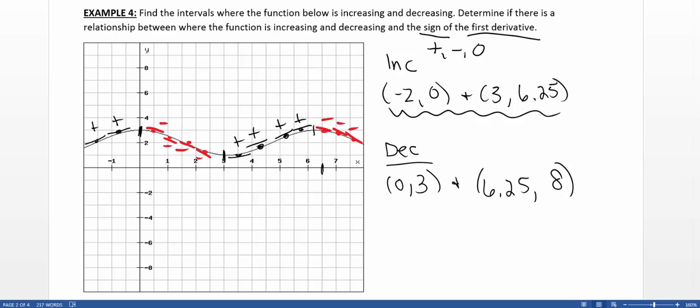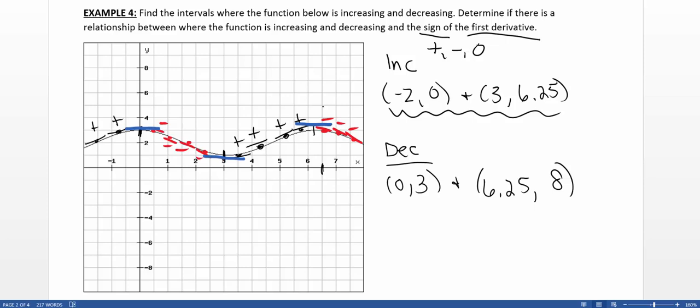What's also interesting to point out is that right where we turn around from increasing to decreasing, those are exactly the points where our slope is 0. So right at x equals 3, and at x equals 6.25, the slopes of those tangent lines are going to be 0. And we said that those places where we change from increasing to decreasing or decreasing to increasing, we call those points constant. So when the function is constant, the derivative is 0.